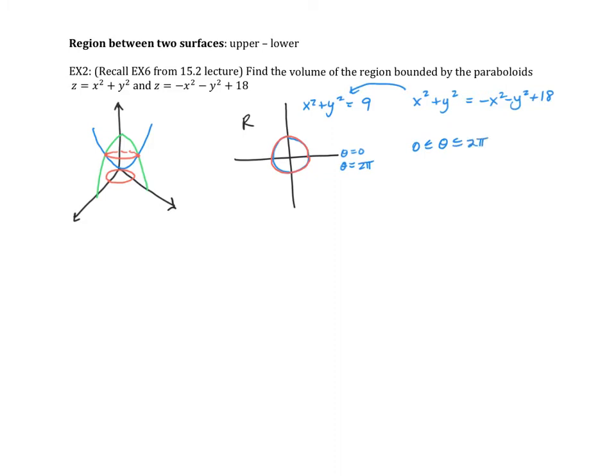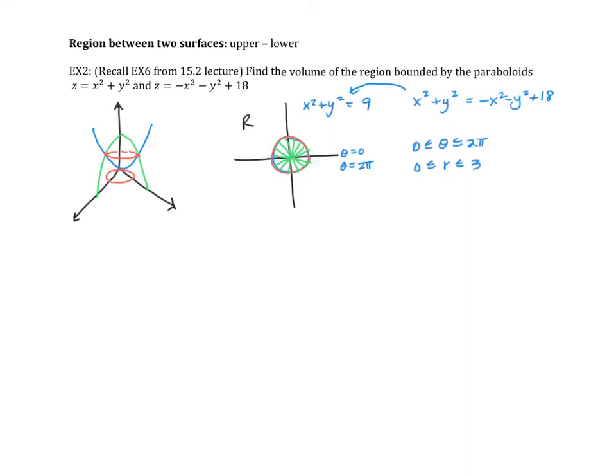My r values, recall that I'm going from the center to the outside, and I'm creating my region, filling in this region from r values that go from 0 to 3. So r goes from 0 to 3. I have my limits of integration. All I have to do is figure out what my integrand is.